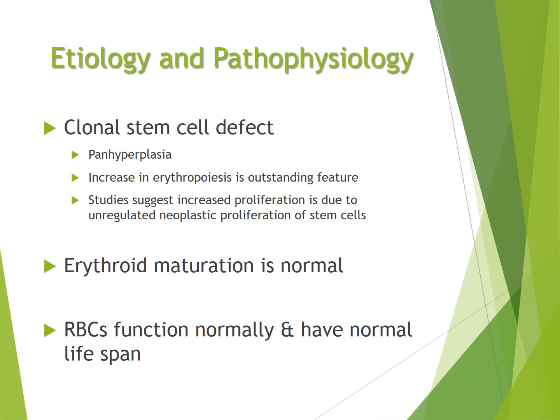Hyperplasia often associated with PV suggests a clonal stem cell defect, and cytogenetic studies have confirmed it's clonal in nature. Although all lineages of the peripheral blood can be increased, an increase in erythropoiesis is the outstanding feature and results from the increased proliferation of the unregulated neoplastic stem cells. Erythroid maturation is normal and the erythrocytes function normally with a normal lifespan.